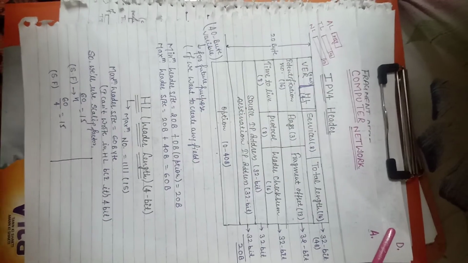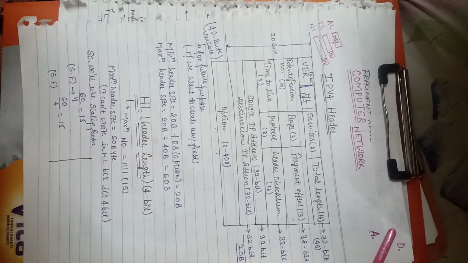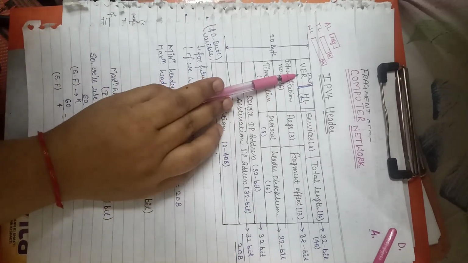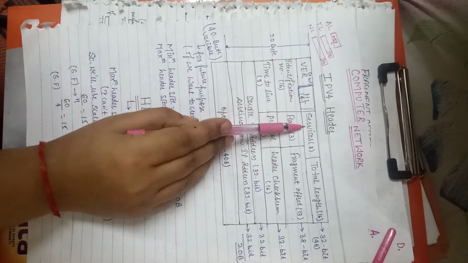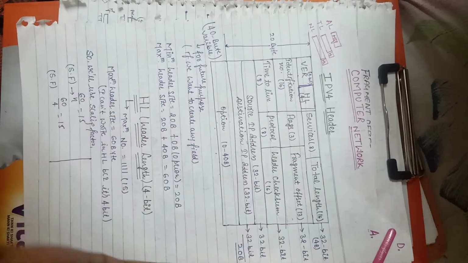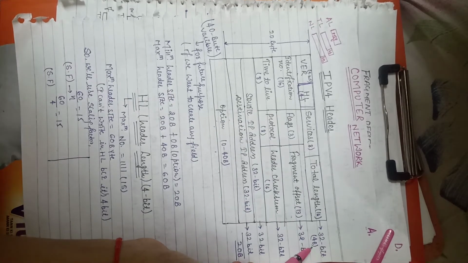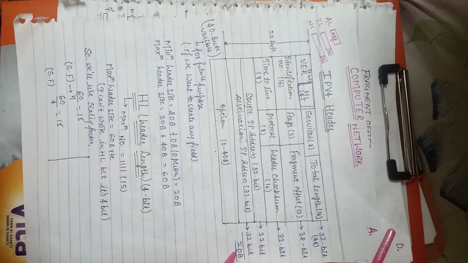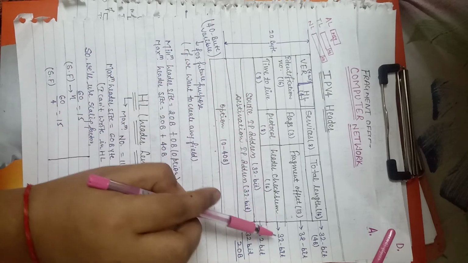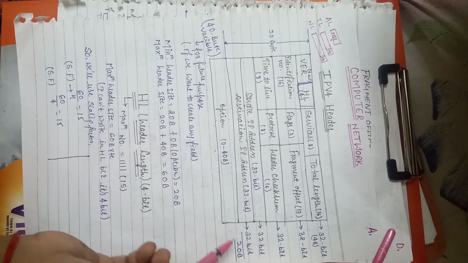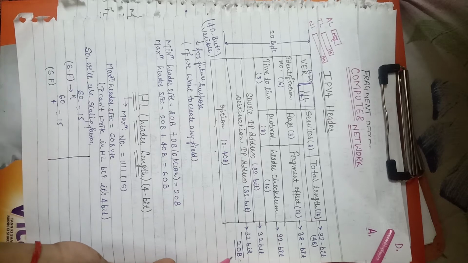So what is the size of the version field? 4 bit. Header length is 4 bit, service is 8 bit, and total length is 16 bit. Total is 32 bit, which is equal to 4 byte. The total header size, as we can calculate here, is 20 byte. This is a 32 bit row, and the addition of this row is 32 bit, and this row is 32 bit, and this is 32 bit. So total is 20 byte.